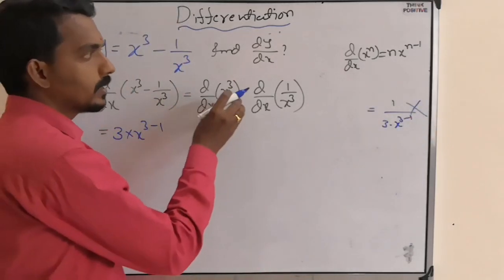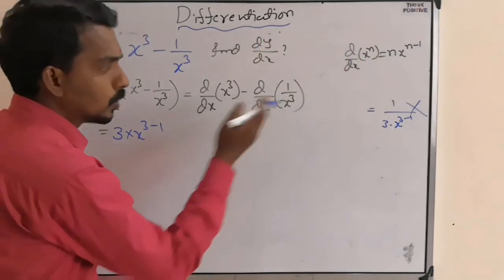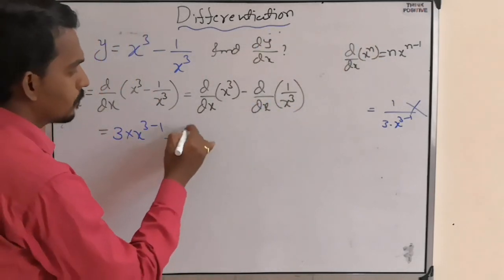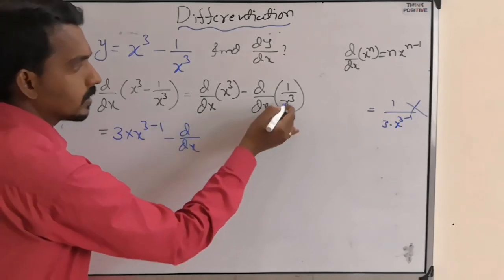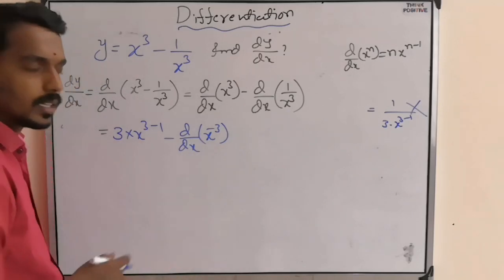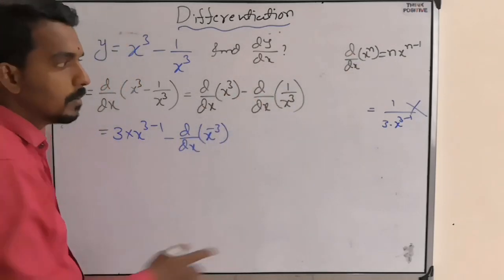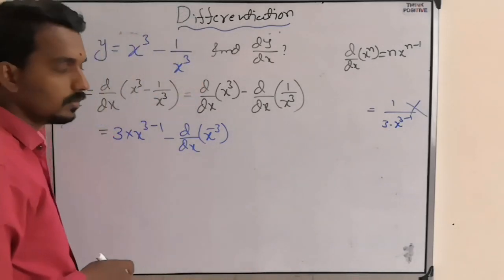You can apply the differentiation formula only for the numerator. But how to do this one? Then simple manipulation. That is, take this to the numerator: x power minus 3. Now it is x power n form where n is minus 3.